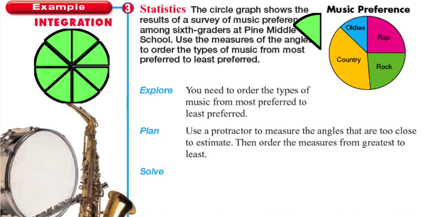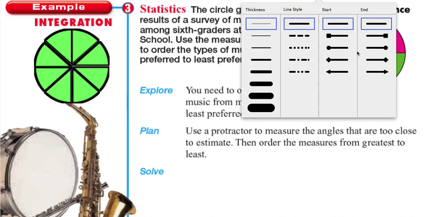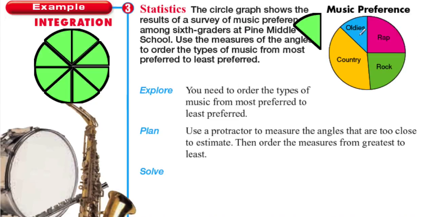Okay, let's write that down. Change it to a very thin line. So this is 45 degrees. And if you look at rap right here, that's one wedge right there, or one slice, and there is another slice. Two slices of 45 degrees will give you 90 degrees. So rap is 90 degrees.